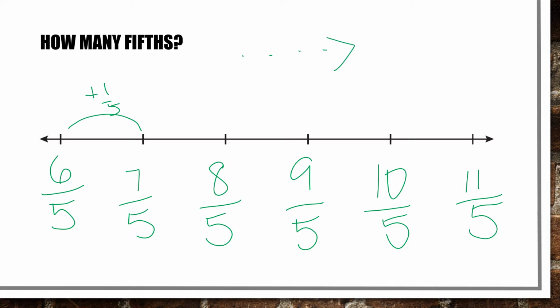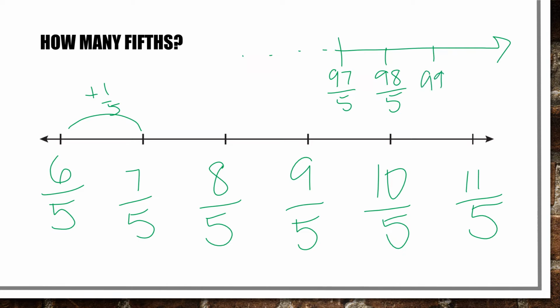We could literally have, let's see, I don't really want that arrow there. We could literally have a number line that continues, and maybe we end up here at like 97/5, 98/5. It doesn't matter, we can still be there.